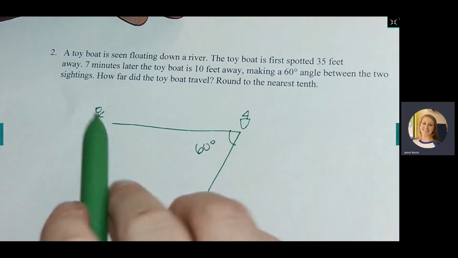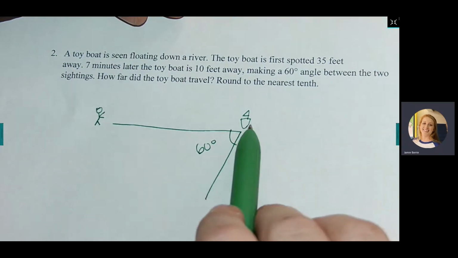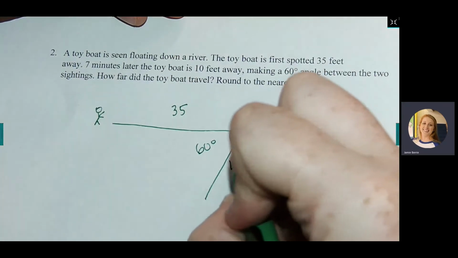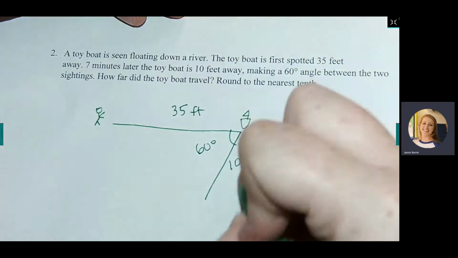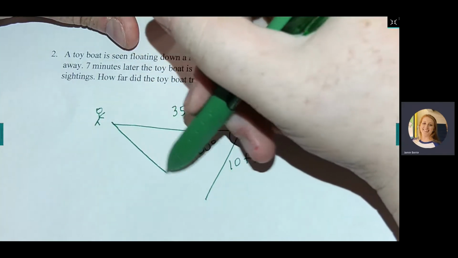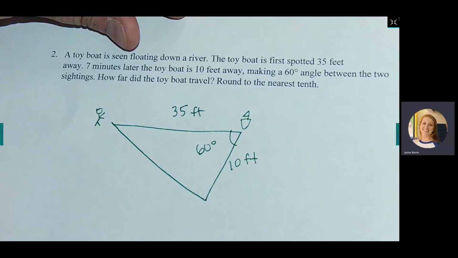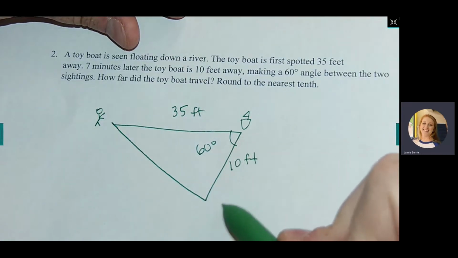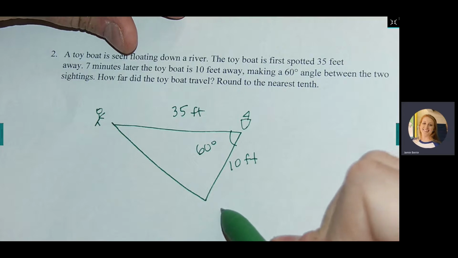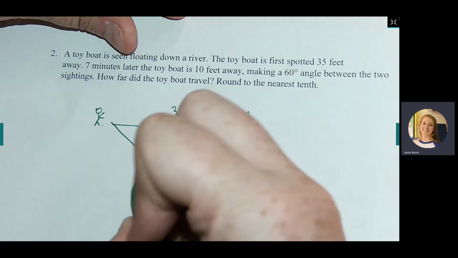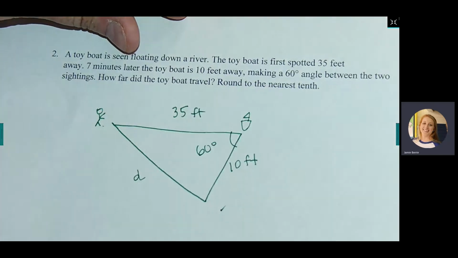And go ahead and fill in your numbers here. At first it was 35 feet away. It drifted 10 more feet. And how far did it travel? So go ahead and connect the last side of that triangle. This is your second siding down here. And so this is going to be the final distance it is from me. So this is what I'm looking for. We'll call this side D for distance.